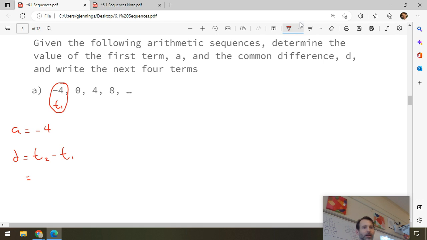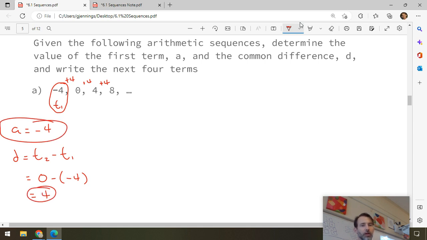It's not minus 4. It's adding 4. We're adding 4 each time. Add 4. Add 4. So if you can just look at it and you know, then that's fine. But if you don't just know, you can use T2 minus T1. And that will look like this. 0 minus minus 4 is the same thing as 0 plus 4, which is 4. Okay, so D is 4 and A is minus 4.